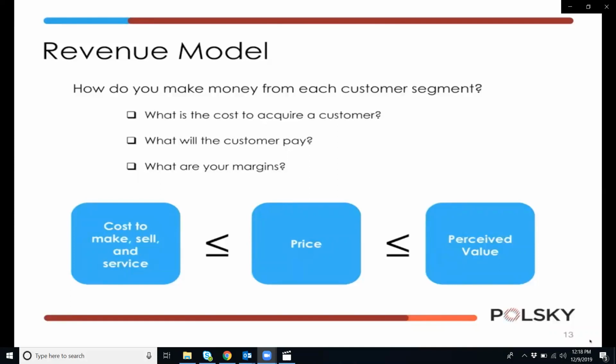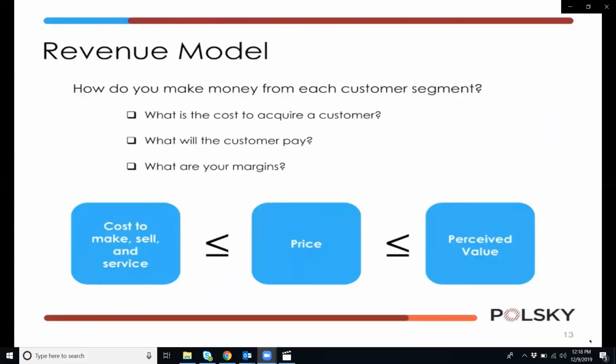If you are creating, say, a dual-sided network where you have buyers on one side and sellers on the other, are your buyers paying you a subscription to be part of the network? Are your sellers paying you a commission? You have to talk about both of those as customers or users, but where is the revenue actually coming from?